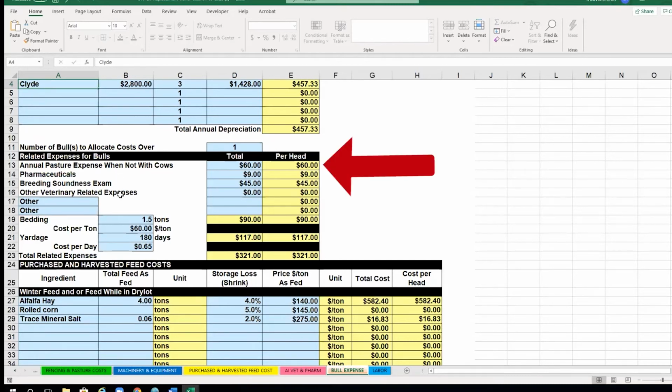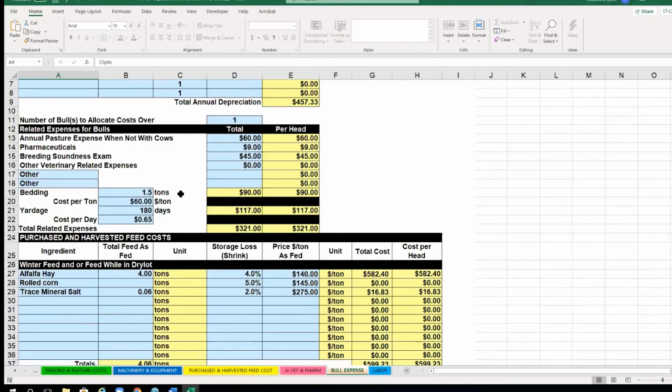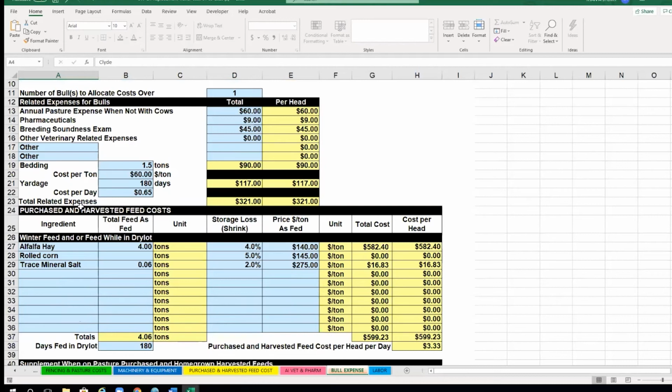We do want to emphasize this annual pasture expense. It's when the bull's not running with the cow herd or heifer herd. We're assuming that those expenses are going to be covered by that side of the enterprise when the bull is actually out with the cows. As we keep going down, other related expenses for having a bull on the farm, we want you to think about. They might be bedding, they might be yardage and whatnot to come up with a total related expense for having that bull on the farm.